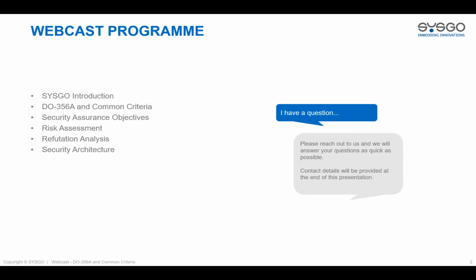We are currently at the introduction. Then I will introduce you to those two standards. Then we will talk about security assurance objectives, which are, let's say, the most important topic of the new standard. We will talk about risk assessment, refutation analysis, and finally about the security architecture as described within the DO-356A.